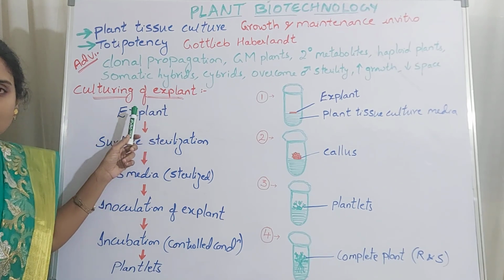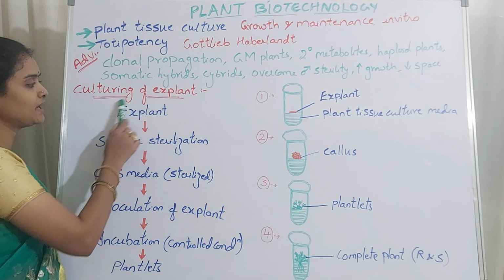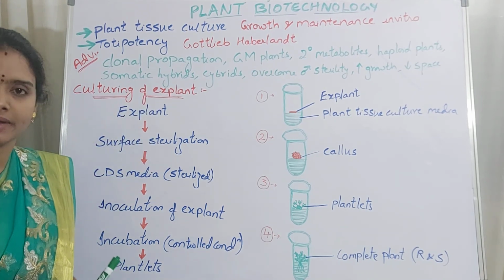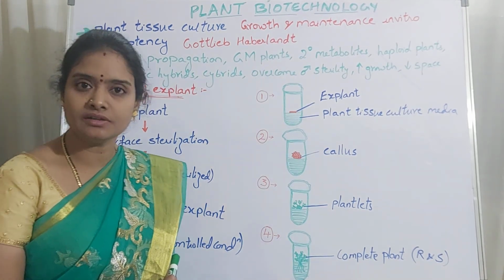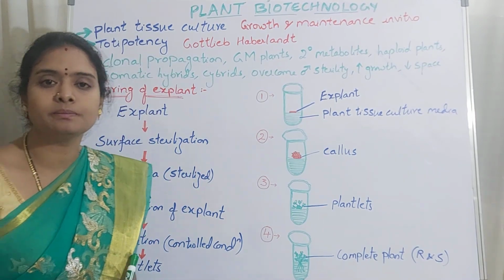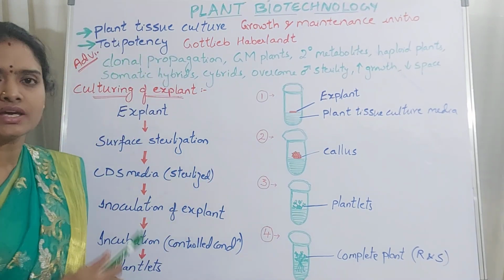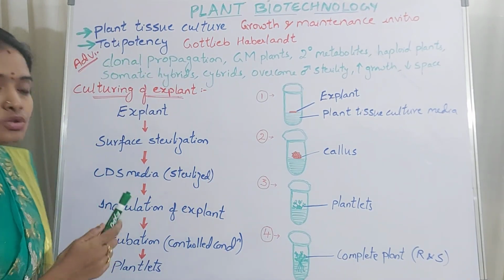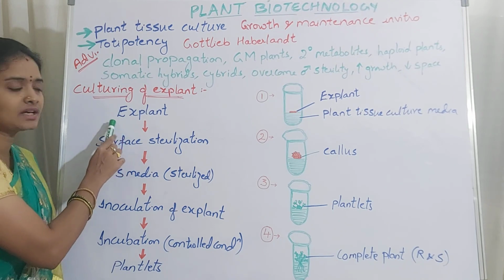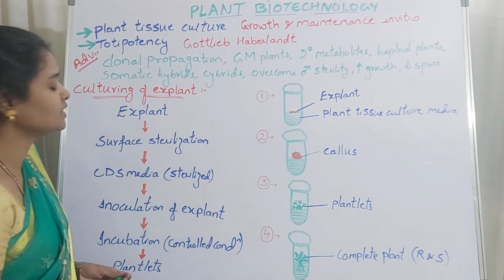In tissue culture, the first main thing is selection of the explant. Explant is any part of the plant body. It can be leaf, flower, stem, meristem, root tip, shoot tip, axil, nodes, internodes, any part of the plant which is used for the tissue culture technique is referred to as explant. So let us take the leaf.